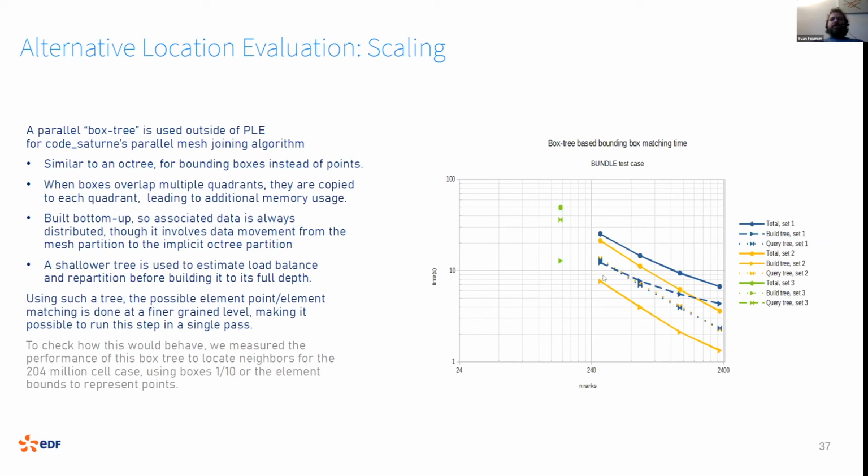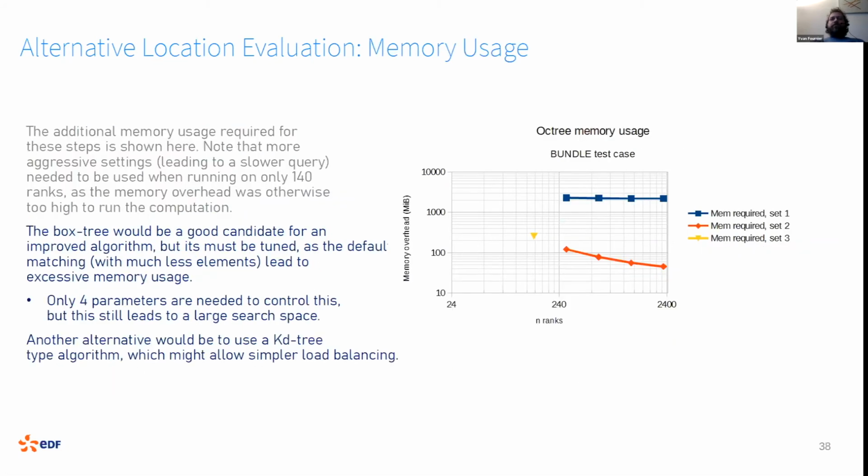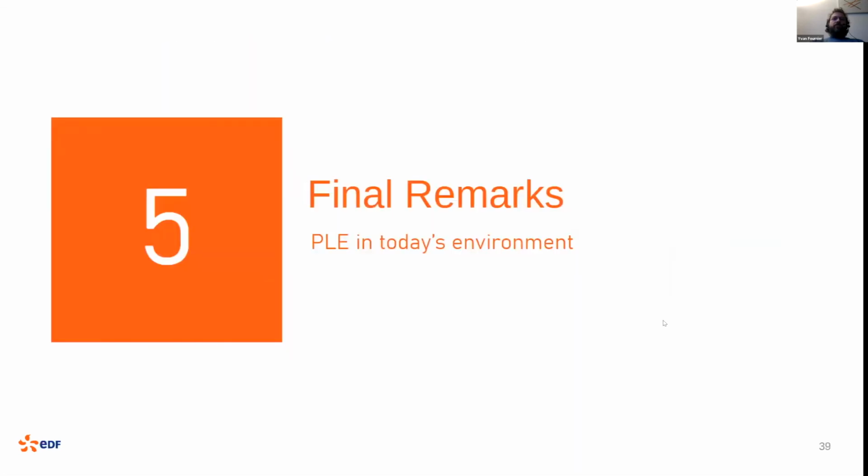So we checked at least how that stage would behave, and we see that we do scale much better. We tested it for different parameters of the octree thresholds, but we also see that the additional memory usage can be much higher. So there are only a few parameters, but there are trade-offs there, and so it is a future possibility. But there will be trade-offs. Other alternatives would be to use a KD tree.